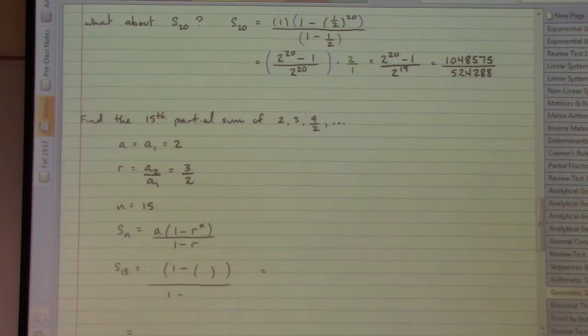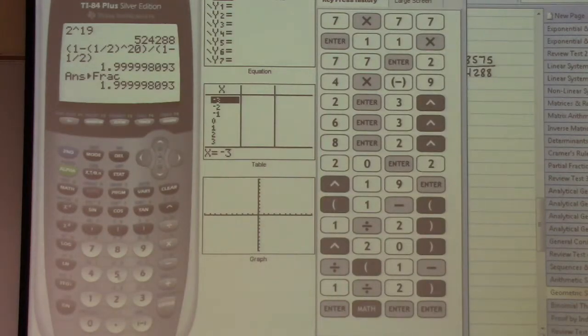The first term is a 2. The common ratio is a 3/2. The power that we need is a 15. And then back down in the denominator again, using that common ratio. And let's see if our calculator can actually handle something like this. So we can go over to the calculator and we can try it out.